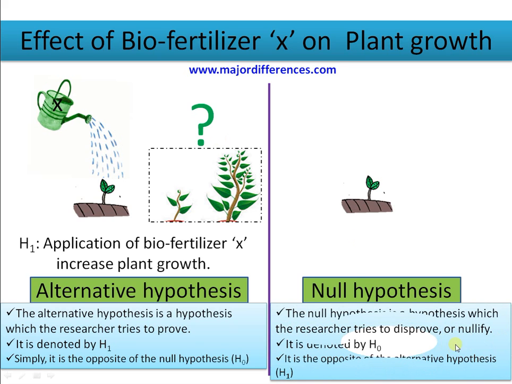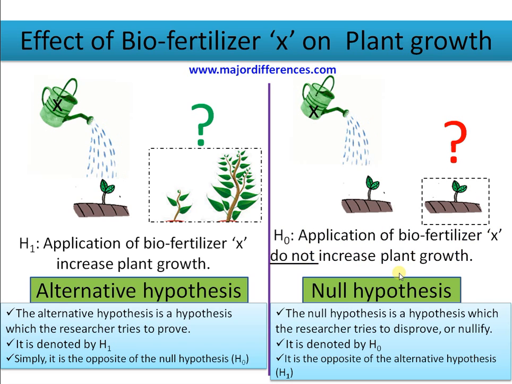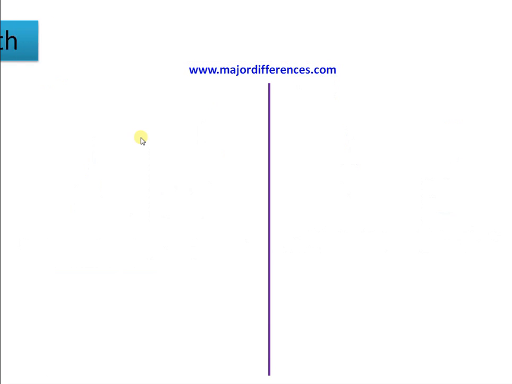Whereas null hypothesis is just the opposite of alternative hypothesis, and it is a hypothesis that the researcher tries to disprove or nullify. It is denoted by H0. The null hypothesis for this particular problem will be application of biofertilizer X does not increase plant growth. So alternative hypothesis is the hypothesis that the researcher tries to prove, whereas null hypothesis is a hypothesis that the researcher tries to disprove. Now moving to the second difference.